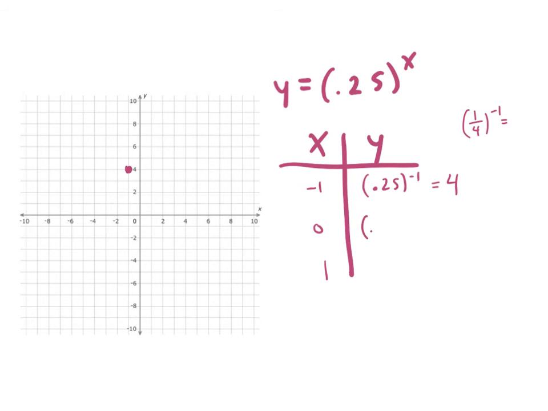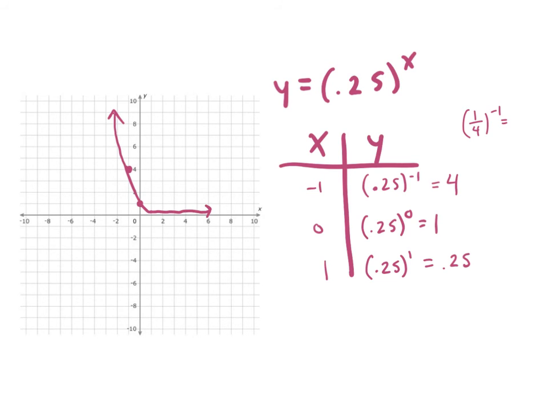Now we plug in 0. So 0.25 to the power of 0 is what? 1. Anything to the power of 0 is 1. And then next we can plug in 1. So 0.25 to the power of 1 is 1/4, or 0.25. So we go to the right 1 and up 1/4. And then we connect our dots.